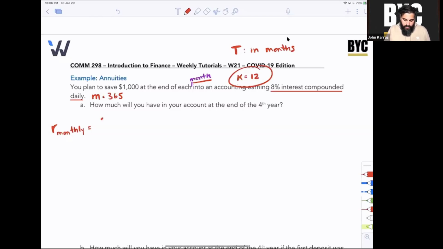So now I'm just using the formula, right? 1 plus the APR, which is 8%, over M, which is 365, to the power M over K, minus 1. This is going to give you your effective monthly rate.